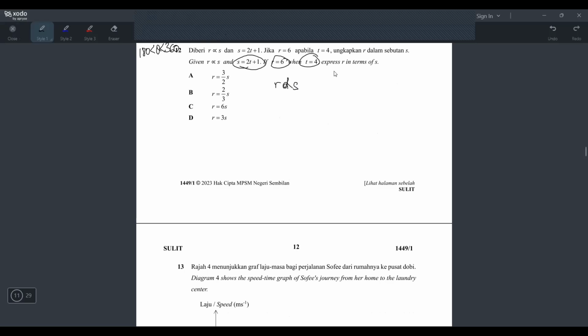Whenever we do variation, we always change the variation to an equation. But when you change to an equation, you have to add a K here. But when we add K here, the relationship here is multiplication. And after we add the K, we will straight away need to find the K. How to find K? We need to have R and S.